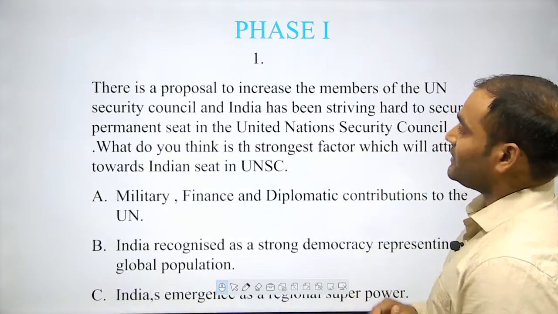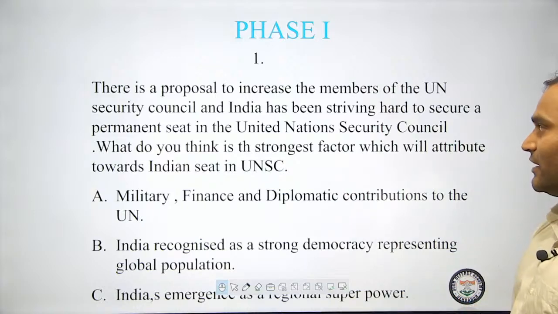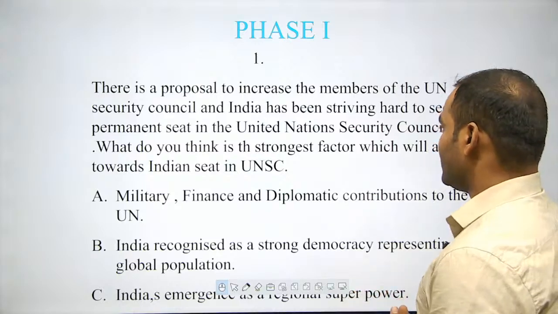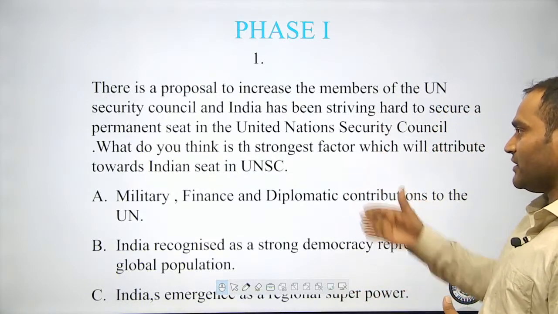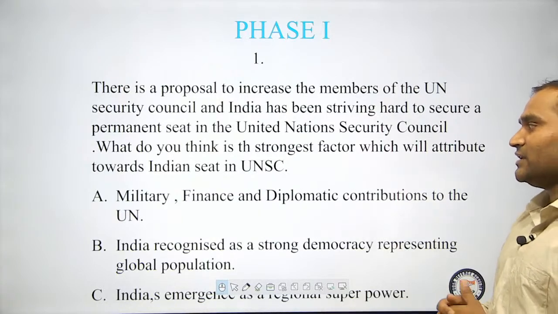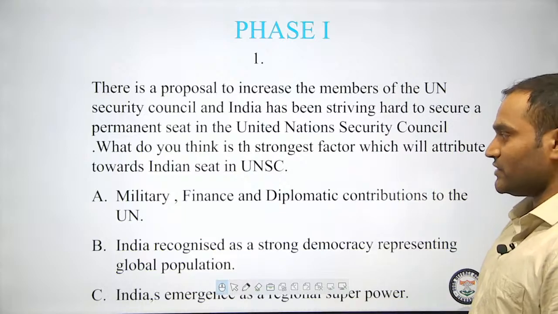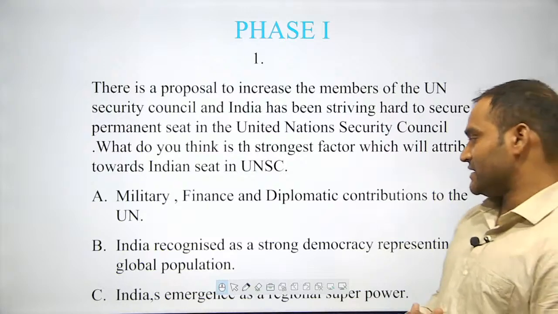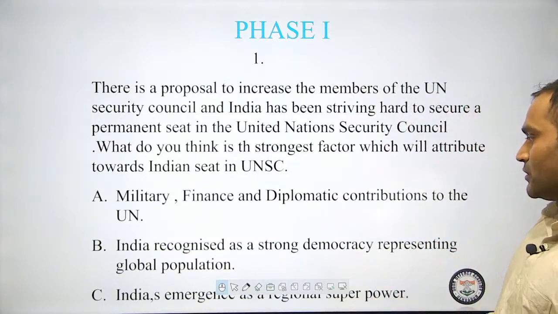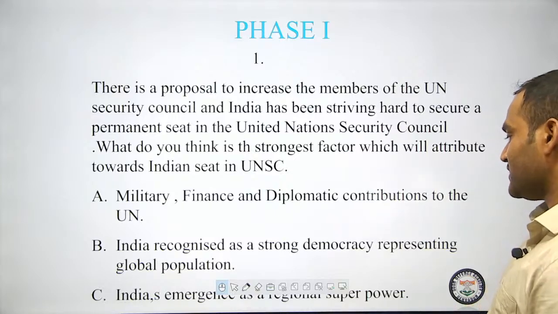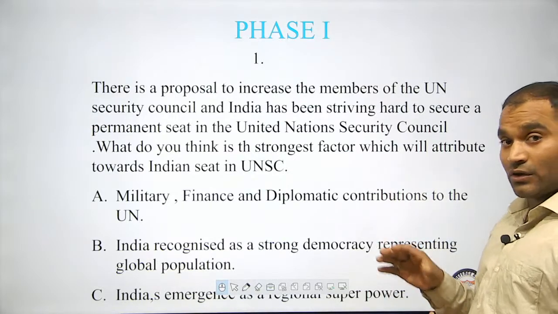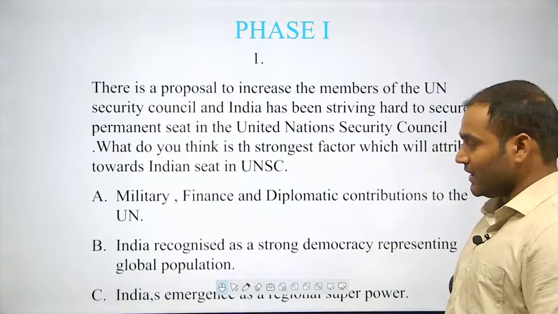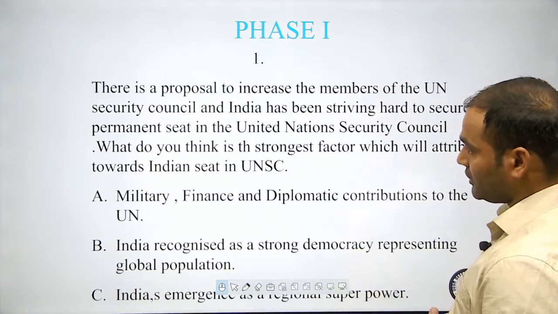So topic 1 is: there is a proposal to increase the members of the UNSC, and India has been striving hard to get a permanent seat in the UNSC. Why do you think India is strong, and which is the strongest factor attributing towards India securing the seat? The first lead is the military, finance and diplomatic contribution to the United Nations organization. The second is India recognized as a strong democracy representing the global population, and third is India emerging as a regional superpower. Of course, all three factors are important for securing India's seat in the UNSC, but you have to choose one, stick to it, and keep propagating your ideas related to that.